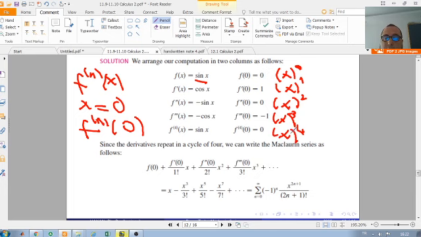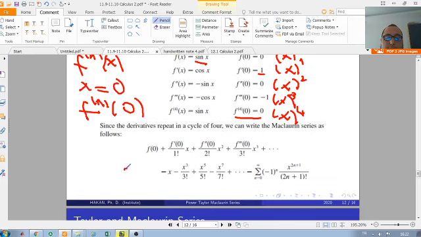and fourth derivative, the coefficient of x to the power 4 becomes 0 from here. Therefore we are interested in x to the power 5, actually its coefficient, and we will have 1 for the fifth derivative of f at 0. Therefore we will write 1 over 5 factorial times x to the power 5, and so on. Therefore the Maclaurin series for sin x at 0 will be in this form.